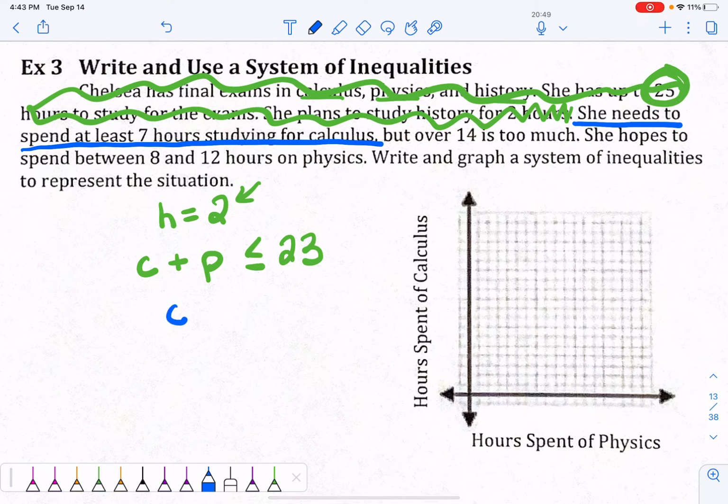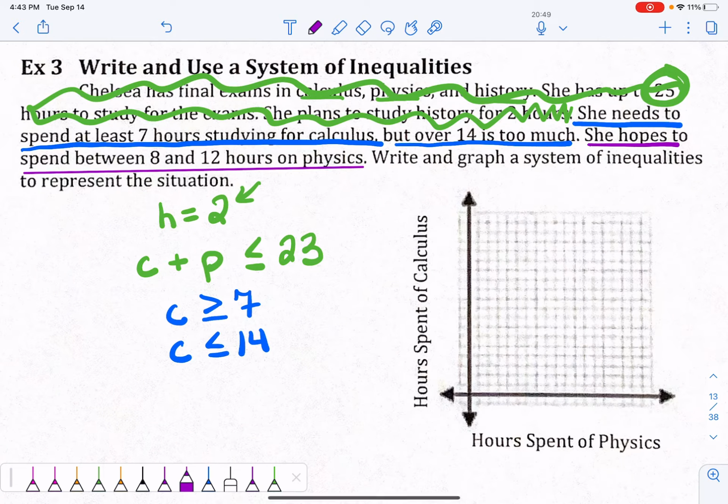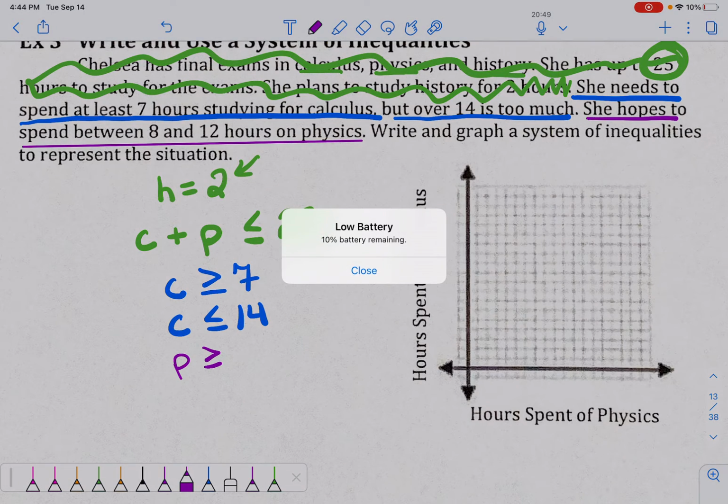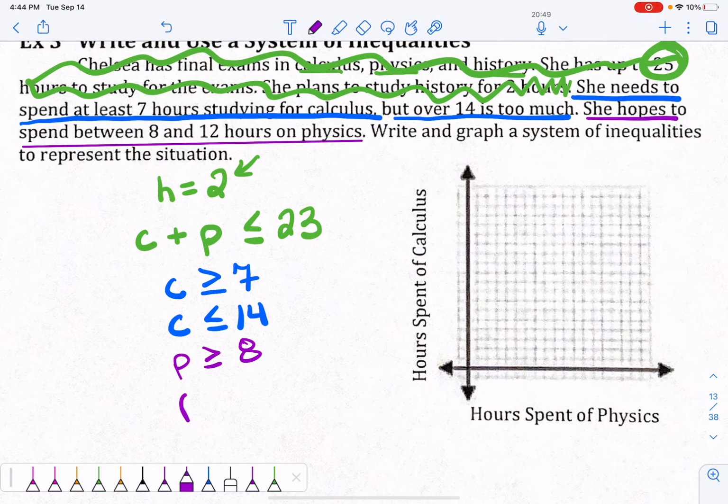This next piece, she needs to spend at least 7 hours studying for calculus. So that tells me that calculus has to be greater than or equal to 7. But then it says over 14 is too much, so calculus also has to be less than or equal to 14 hours. That part is done. Let's go to the last thing. She hopes to spend between 8 and 12 hours on physics. So physics has to be greater than or equal to 8, but also less than or equal to 12.